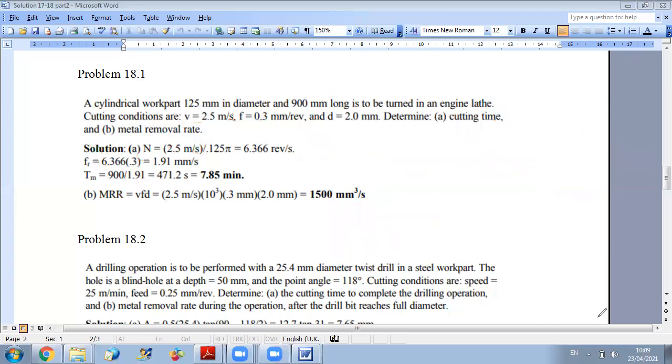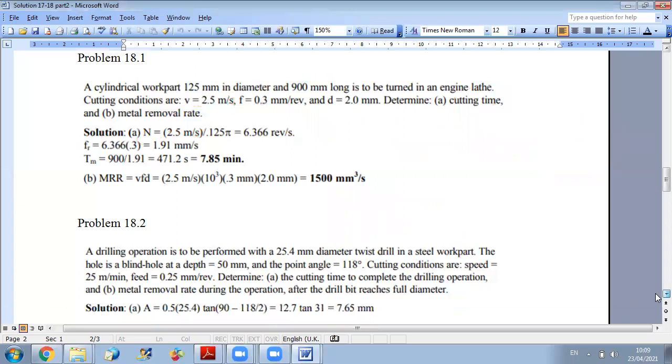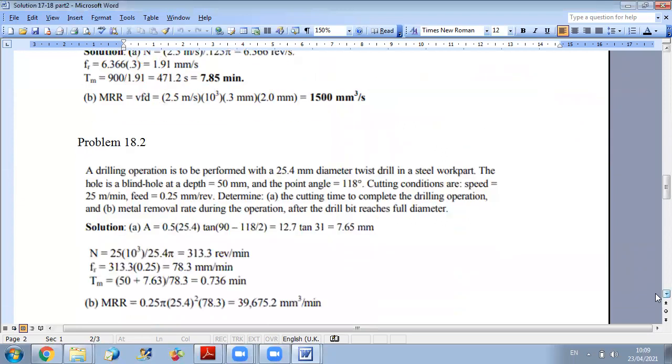Another problem. A drilling operation is to be performed with a 25.4 millimeter diameter twist drill in a steel workpiece. The hole is a blind hole at a depth of 50 millimeters, and the point angle is 118 degrees.